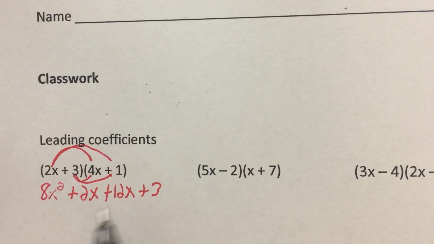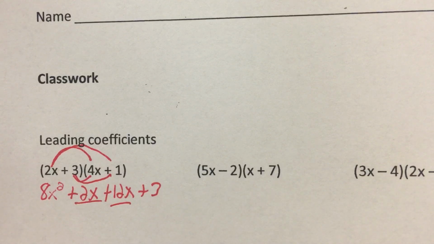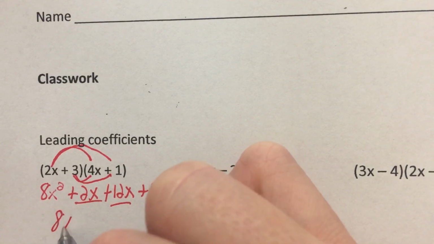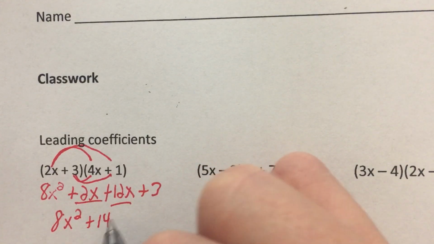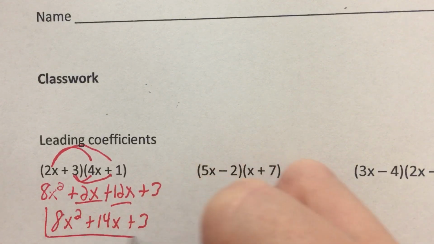Two terms in the middle are like terms. 2x and 12x will combine to make 14x. So we get 8x squared plus 14x plus 3.